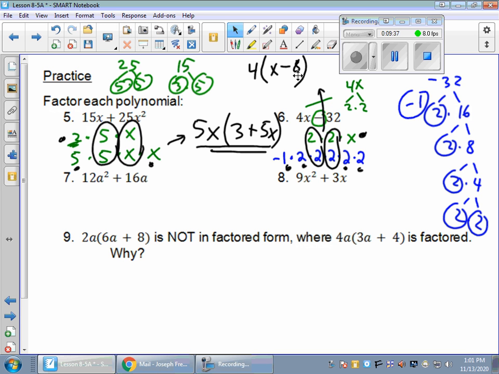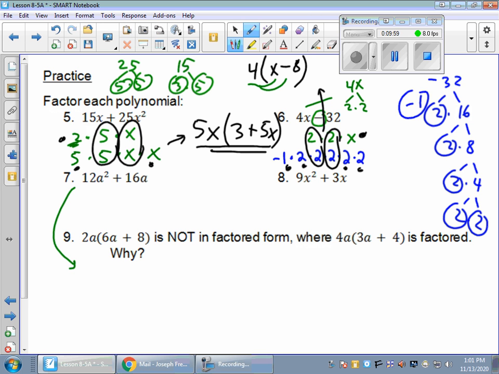And hopefully you know there is a way to check all these. We can redistribute. And if I redistribute here, this is 4x, and that's minus 32. So that's a way that you can check to make sure that you're doing these right. This next question I'm going to have to do below here because I don't really have a lot of room.